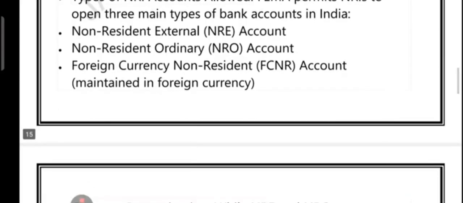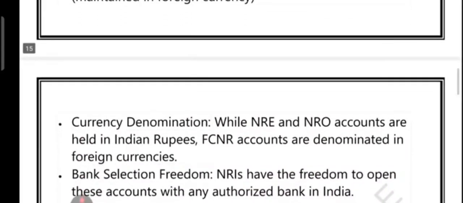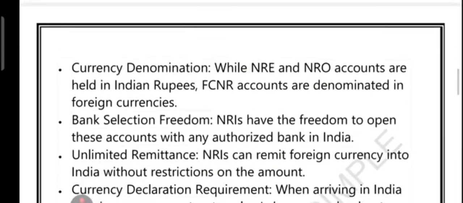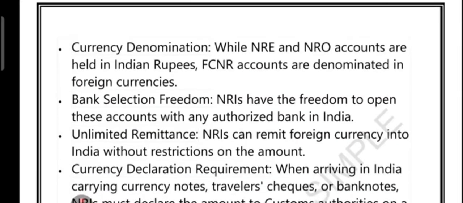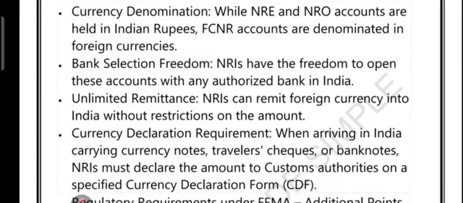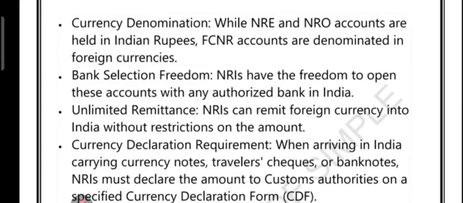But if you bring foreign currency, traveler's checks or bank notes into India, you must declare them to customs using the Currency Declaration Form, called CDF, if they exceed the stated limit. So if you bring currency, traveler's checks, or bank notes into India, you must declare them to customs using the CDF, Currency Declaration Form. Now let's talk more about this CDF.